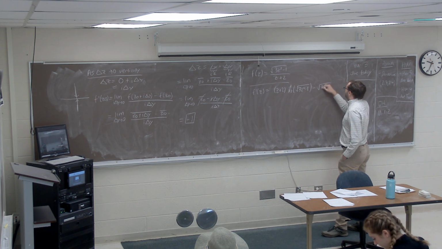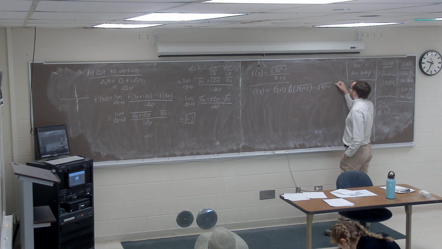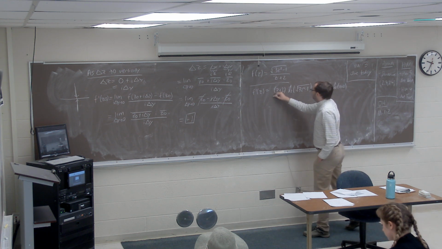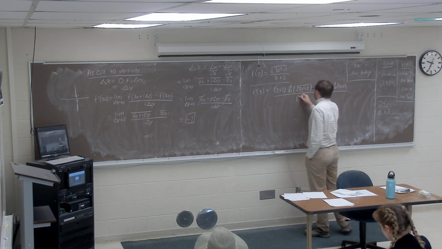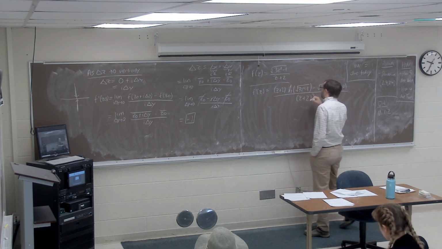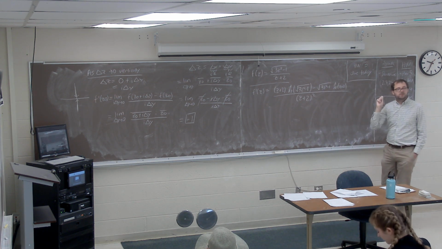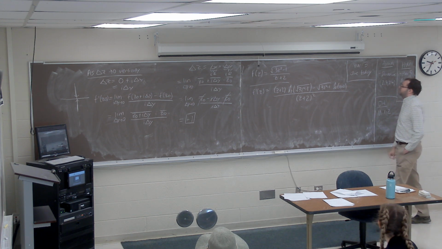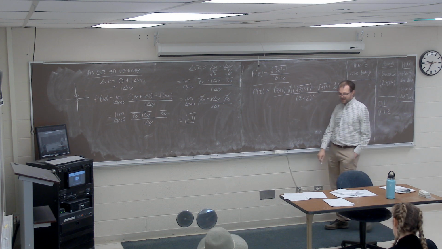Minus high d low. Low squared down below. Indeed. Okay, quotient rule gives us that.